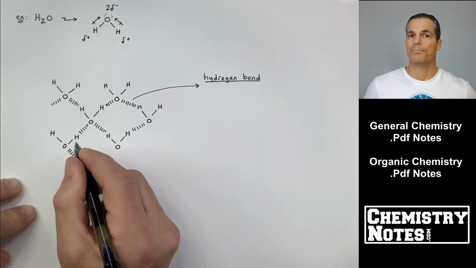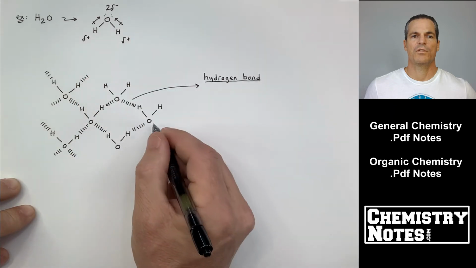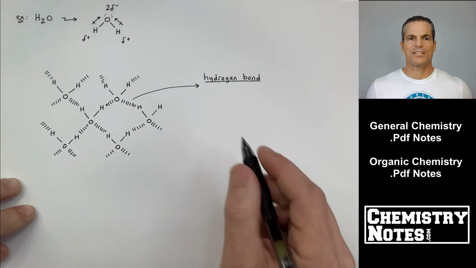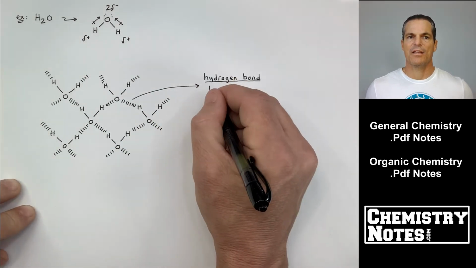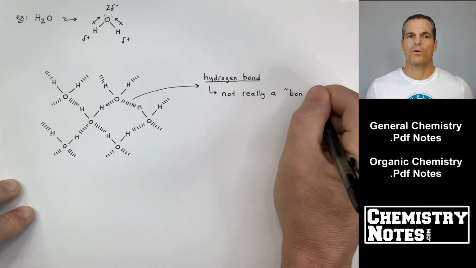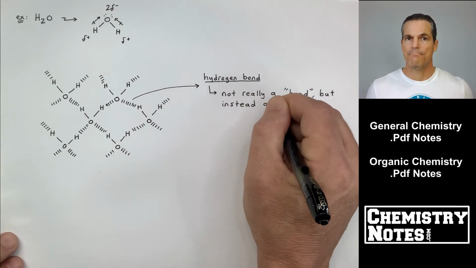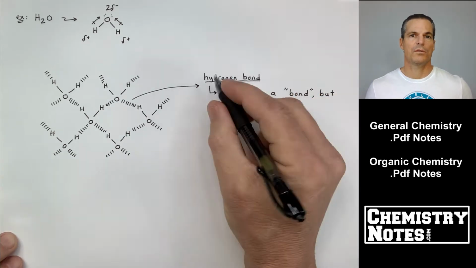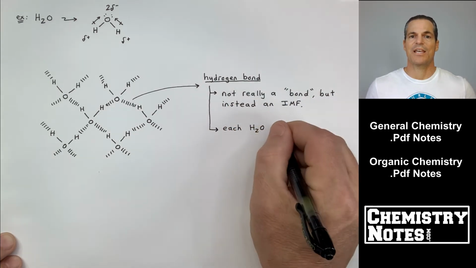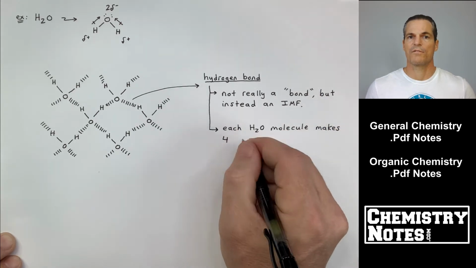Now it's not a real bond in the sense of an intramolecular bond, but we'll mention a few notes here in a second. I just want you to see how this causes the water to be aggregated and collected together, and this is why water molecules are so hard to break up. It requires such high temperatures to melt ice and to boil liquid water, right? So a hydrogen bond is not really a bond, but instead an intermolecular force. It's a special type of dipole-dipole force, a stronger version.